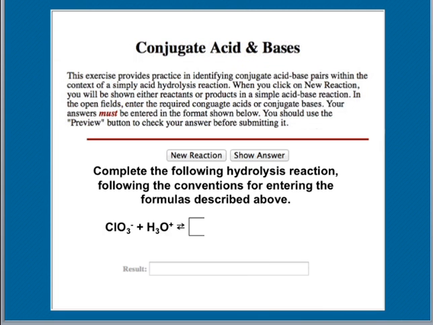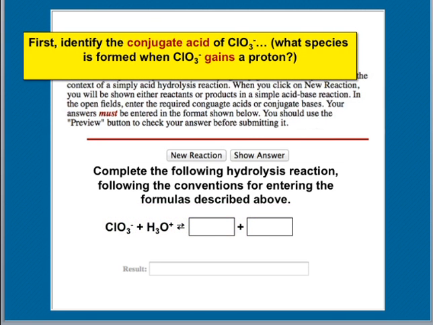Let's do another. Going this way, we have chlorate anion, H3O+. All right, if chlorate anion accepts a proton, what's it going to form? HClO3. Right, just that plus one more proton. ClO3- gains a proton, you get HClO3.